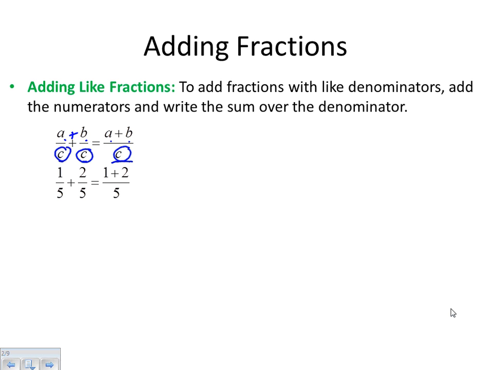Now, some of you like the numbers, so here's a number example. We have 1/5 plus 2/5, and because we have the same denominator, like denominators, I can add. Okay, now only if they're like can I do this. So I have 1 plus 2 over 5 equals 3 over 5. And I continue to keep my denominator.